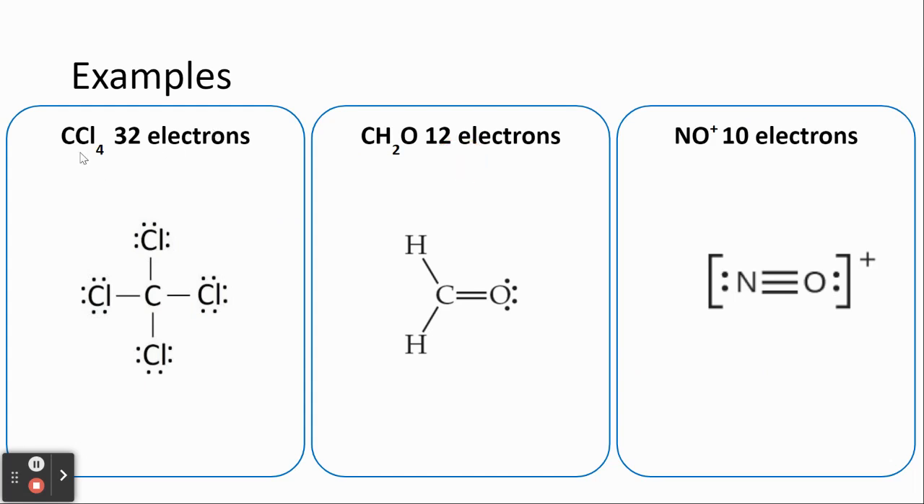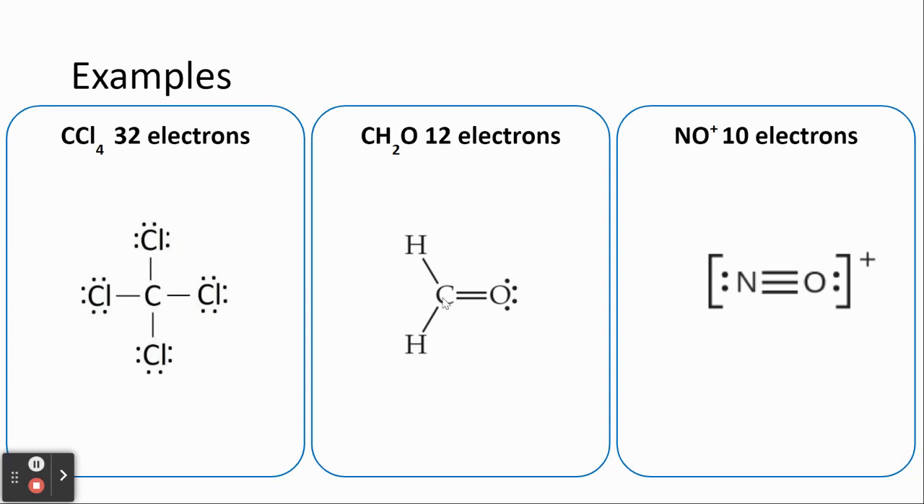So here are some more examples. Let's look at CH2O. Carbon, because it's in the 4th group, has 4 valence electrons. Each hydrogen has 1, and there are 2 of them, so that's 2 valence electrons here. And oxygen has 6 valence electrons since it's in group 6. That gives us a total of 12 electrons.